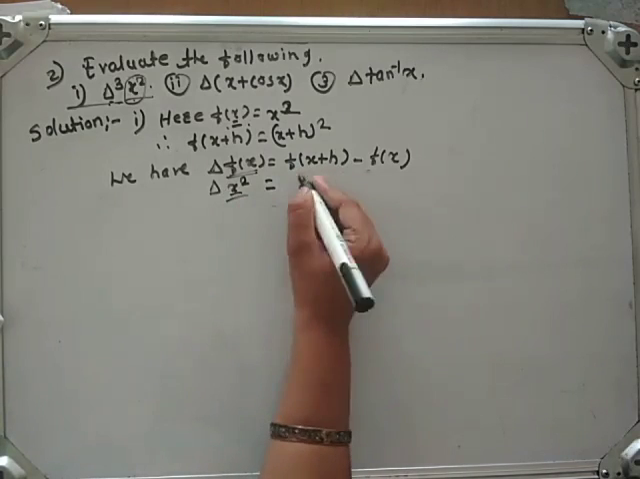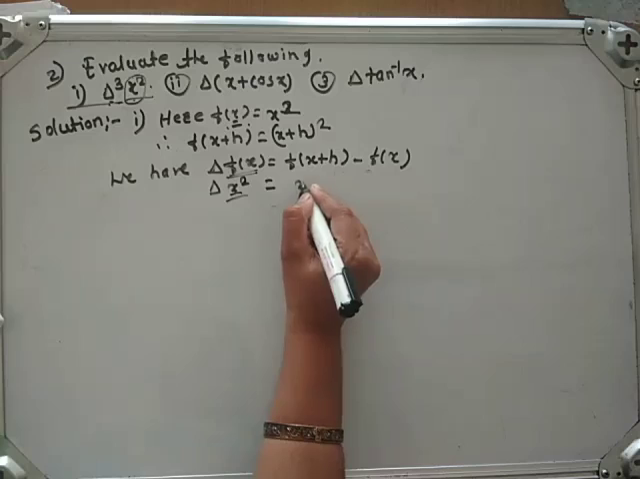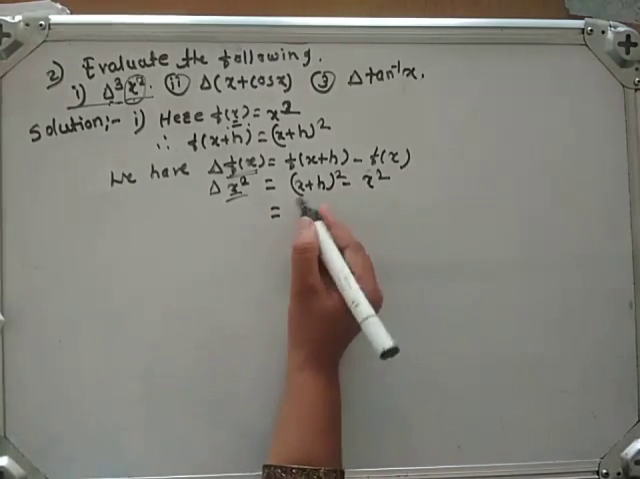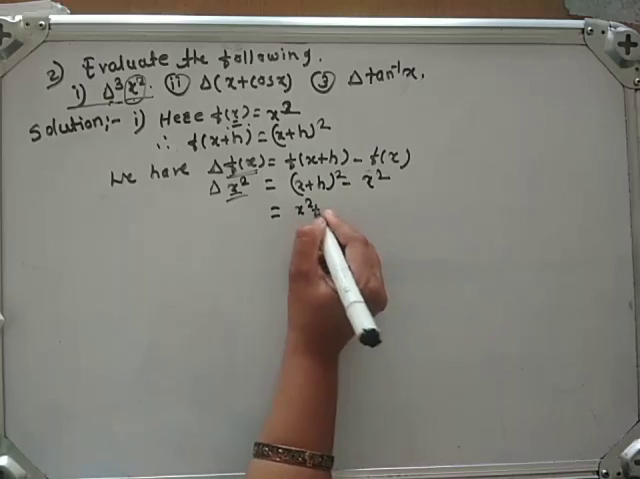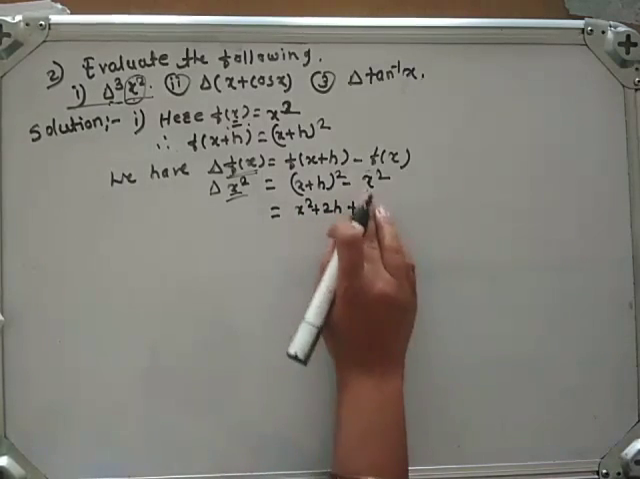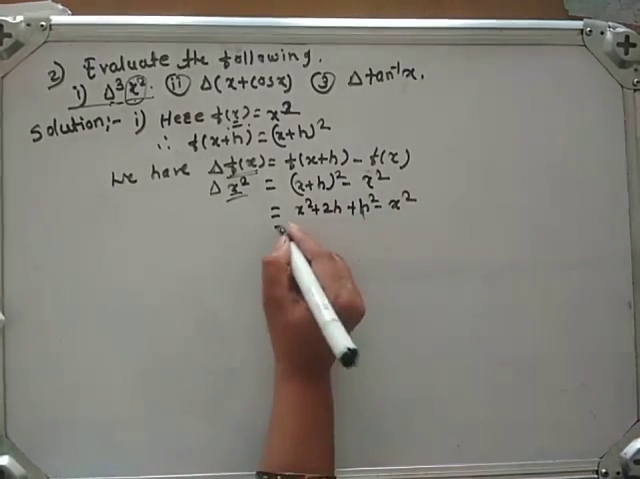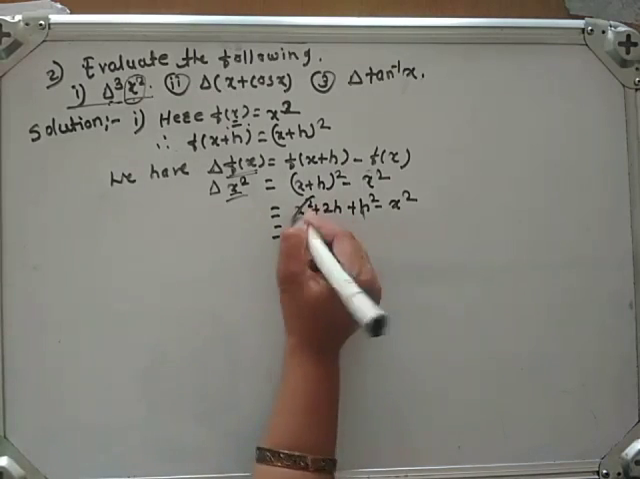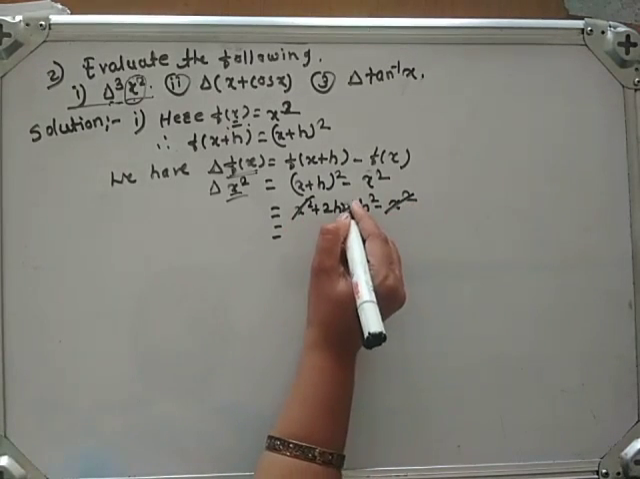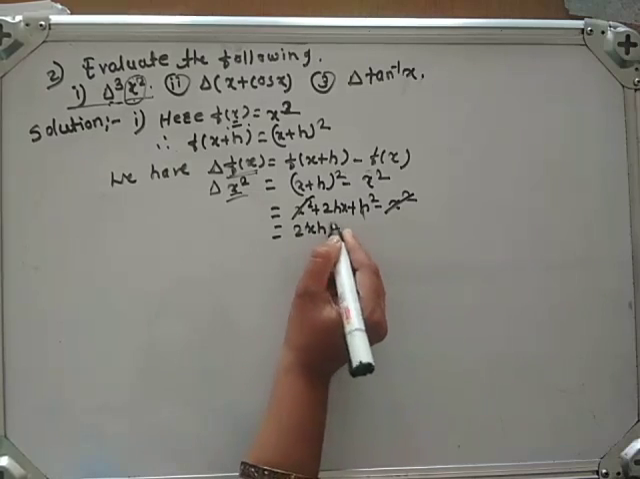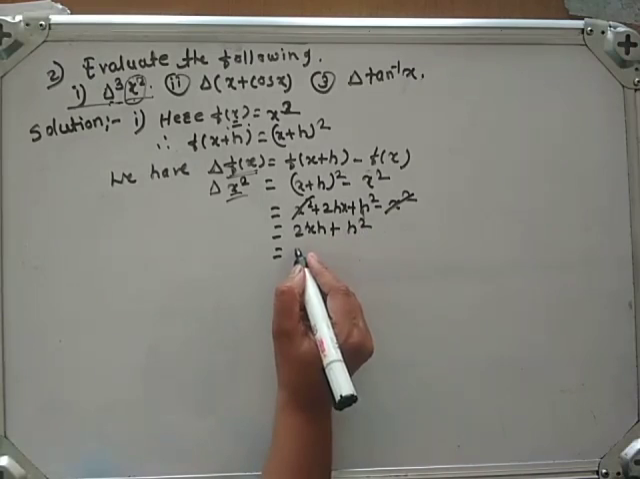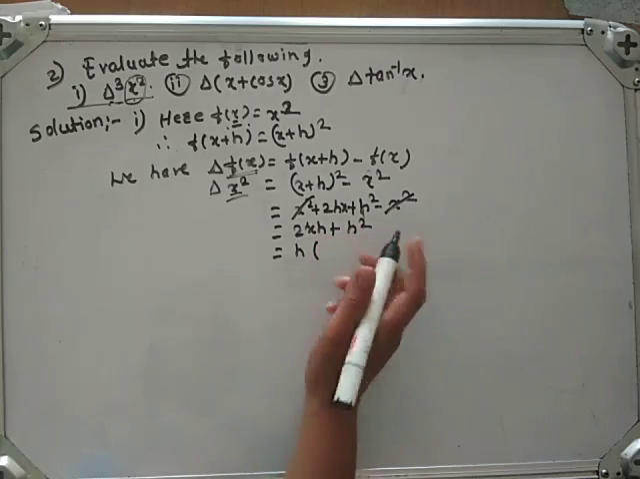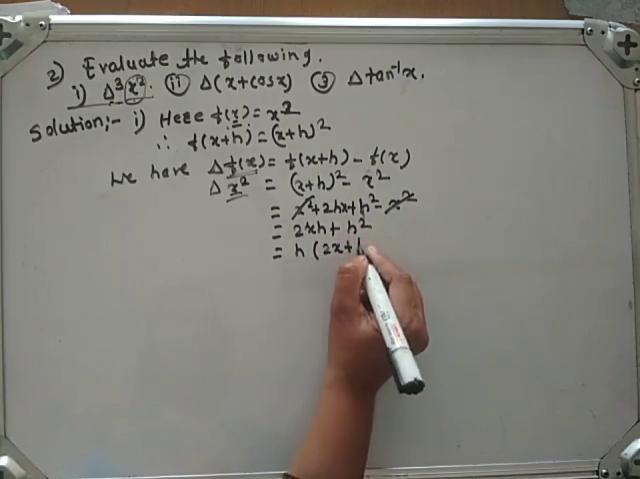Therefore delta x square is equal to f of x plus h, means here x plus h square minus x square, okay, which is equal to x square plus 2xh plus h square minus x square, okay, which is equal to, x square gets cancelled, here is 2xh plus h square, which is equal to h, here h is common, so take it outside, and in the bracket remains 2x plus h, okay.